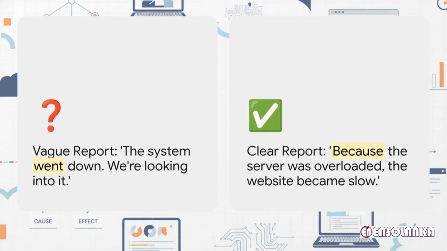I mean, have you ever gotten an update like the one on the left? The system went down. It's so vague, right? It's frustrating. Now, look over at the right. Because the server was overloaded, the website became slow. Instantly, you know the context, the cause, and the effect. That one little connecting word, because, makes a world of difference. And that is the power of precision we're talking about today.